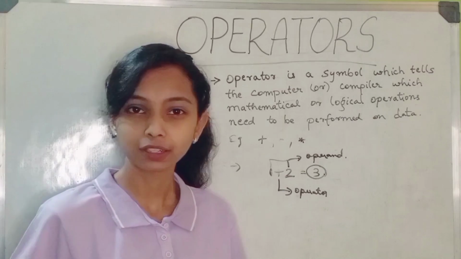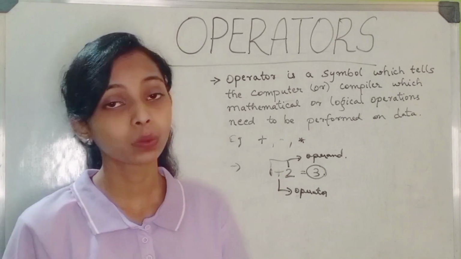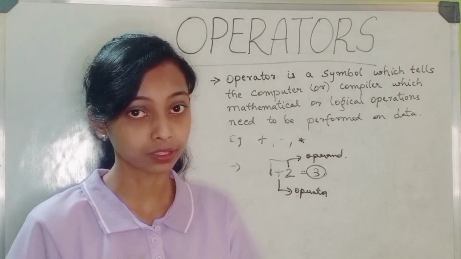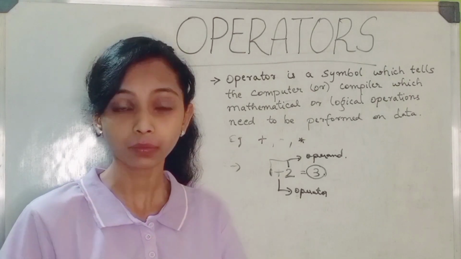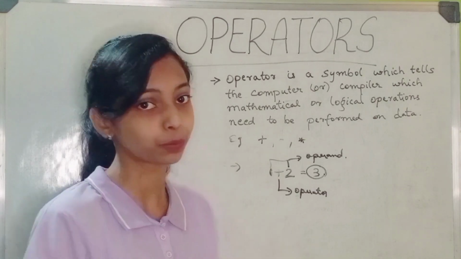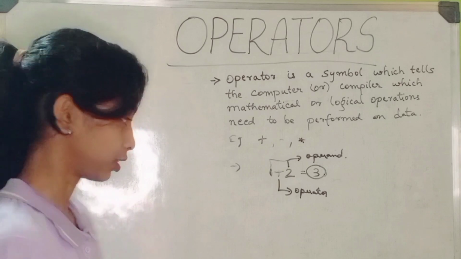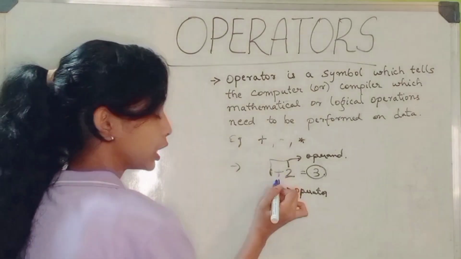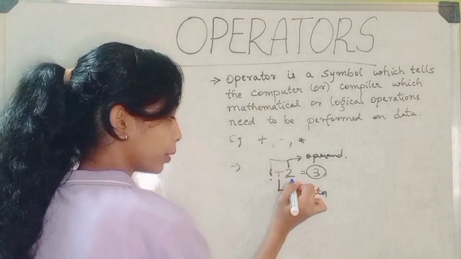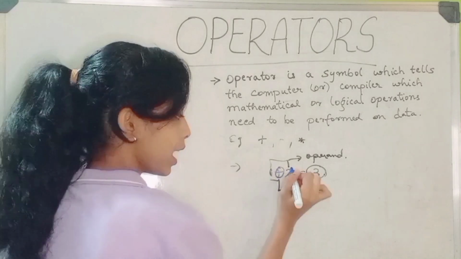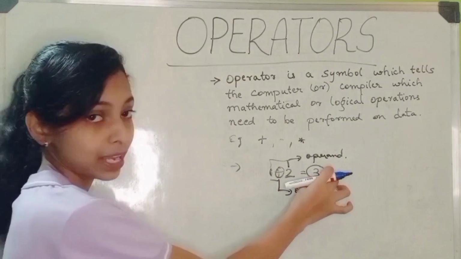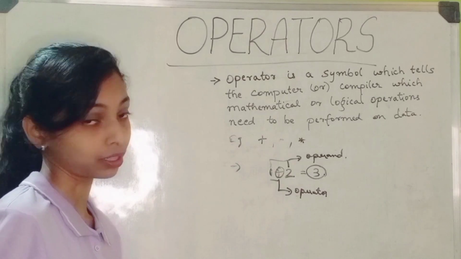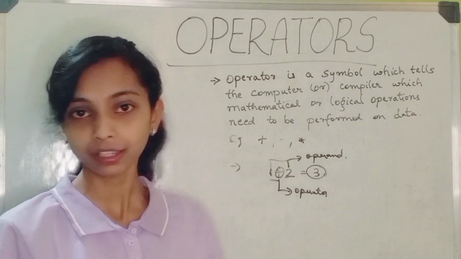So what is this expression? Expression is a sequence of operators and operands which will give you a single value after the processing. What is this after the processing? As I told you, it will read the operands and operators, and it is going to give you a single value as a result. That is after processing. This is done by your compiler or your computer.